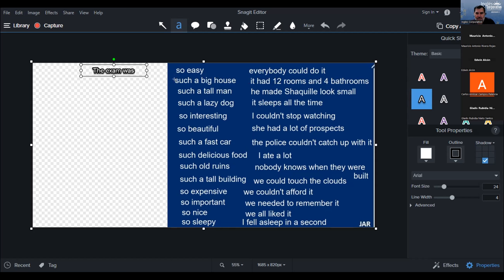A big house. Such a big house. It was such a big house that only. For example, Lionel Messi has a big house. Yeah, exactly. It was such a big house that he had 12 rooms and 4 bathrooms. Mm-hmm. Okay.